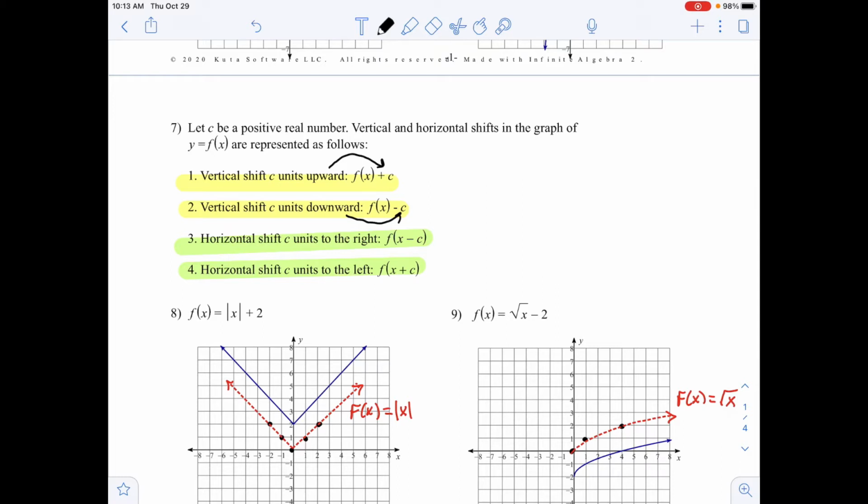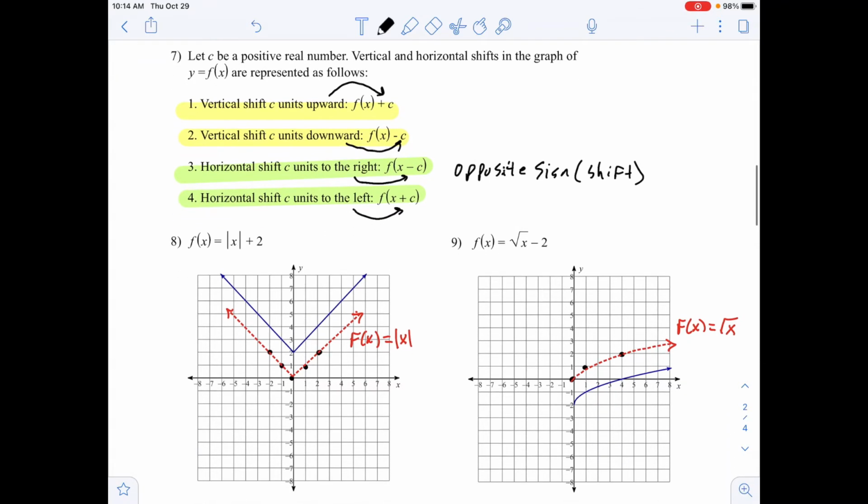But you got to be careful because we're actually going in the opposite direction of the sign. Notice we're going to the right, but this is a minus c. Going to the left, this is a plus c. So in essence, we're going to the opposite sign in terms of the shift. It's the opposite sign, and that's the way we're going to shift. So if it's a minus, we're going to the right. If it's a plus, we're actually going to the left. So just pay attention to that.